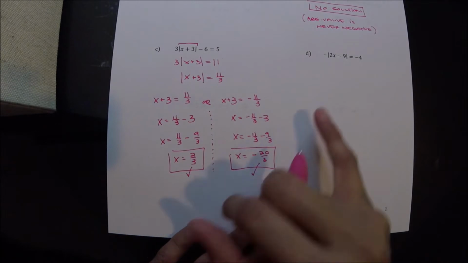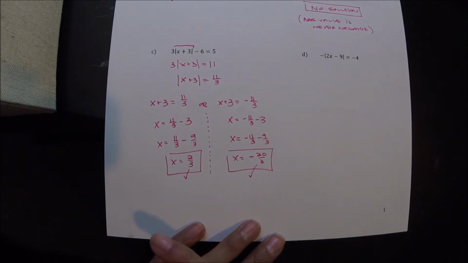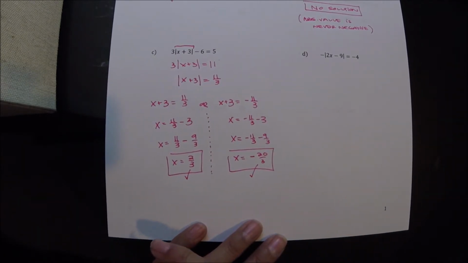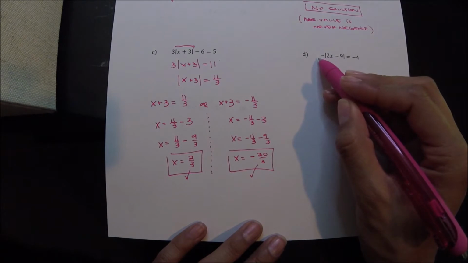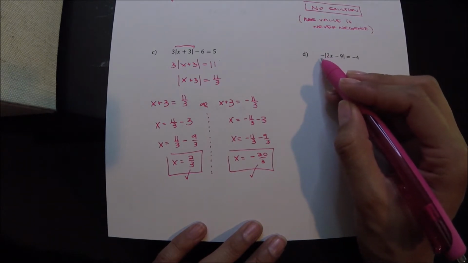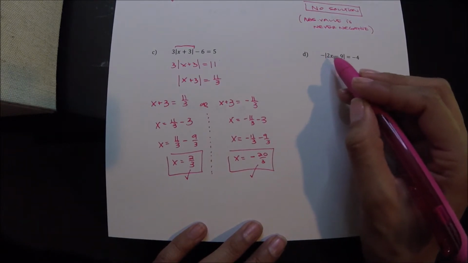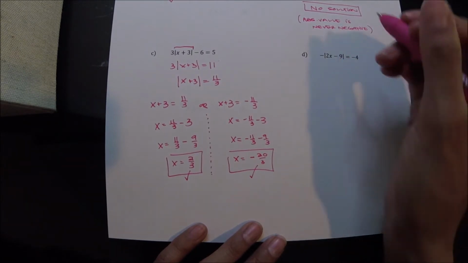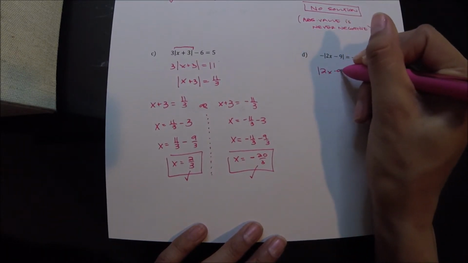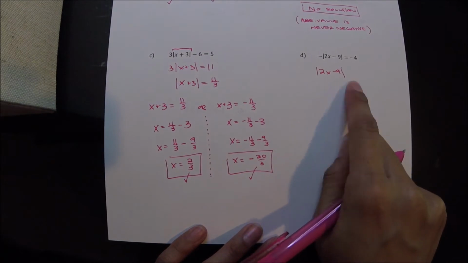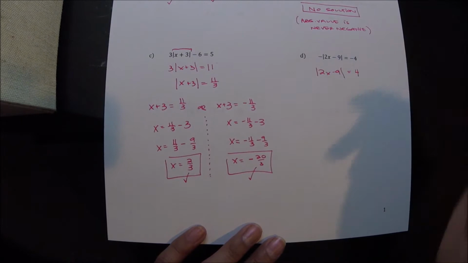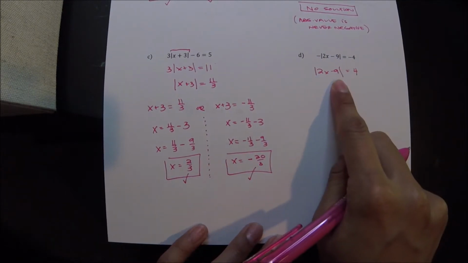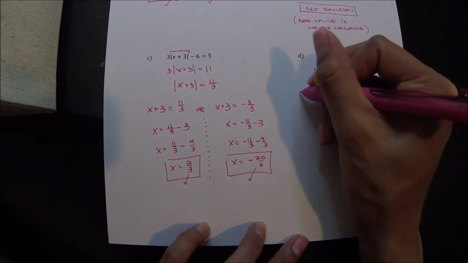Okay, and then part D. Is the absolute value isolated right now? It's not, because we have this minus out in front. So to get rid of this minus, we'll multiply or divide both sides by -1. If I divide this side by -1, now we're just left with the absolute value equals -4 divided by -1, which is +4. And now we have the absolute value by itself.